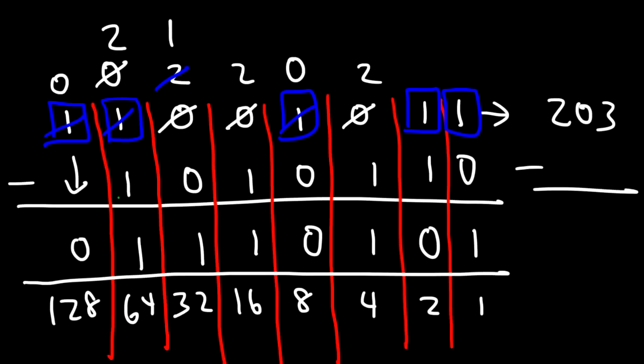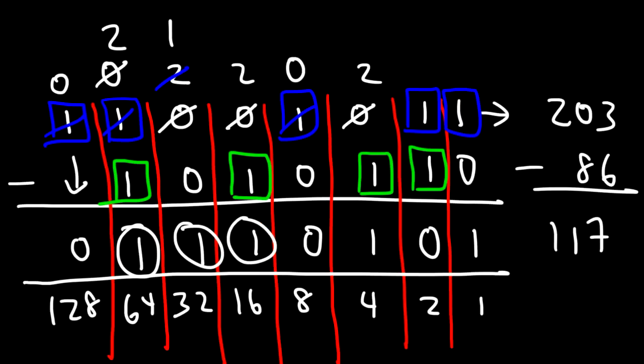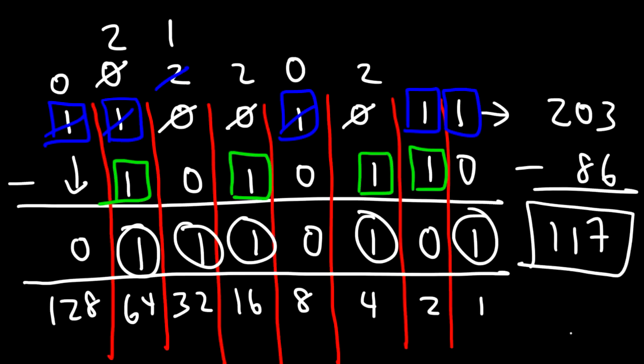And then for the next one, we have a 1 in the column associated with 64. So that's 64 plus 16, which is 80, plus 4, that's 84, plus 2, and so that's 86. Now, 203 minus 86 is 117. So we have 64 plus 32 plus 16, and then plus 4 and plus 1. And that adds up to 117. And so this process of subtracting binary numbers works, as you can see. You can verify it if you want to.